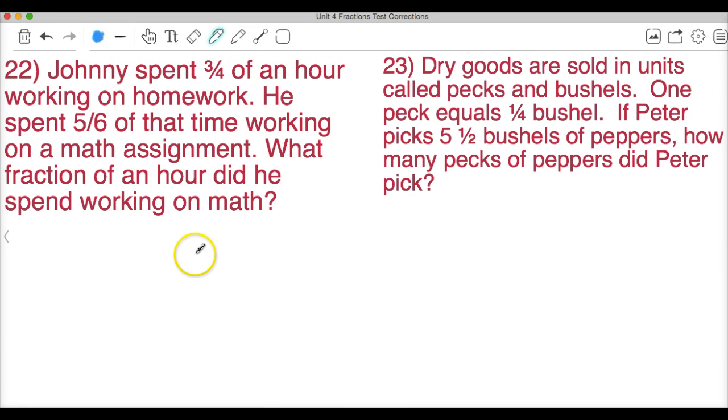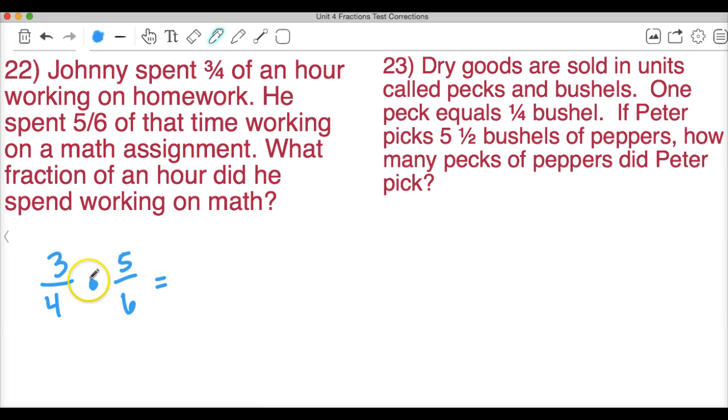All right, Johnny spent 3/4 of an hour working on homework. He spent 5/6 of that time working on a math assignment. What fraction of an hour did he spend working on the math? So this time we have the kid, he's got 3/4 of the hour that he's working on homework. Of that 3/4, he spent 5/6 of this time. So that's multiplication, because I want to find what 5/6 of 3/4 of an hour is. So basically 5/6 of 45 minutes is what 3/4 is, if you were curious.